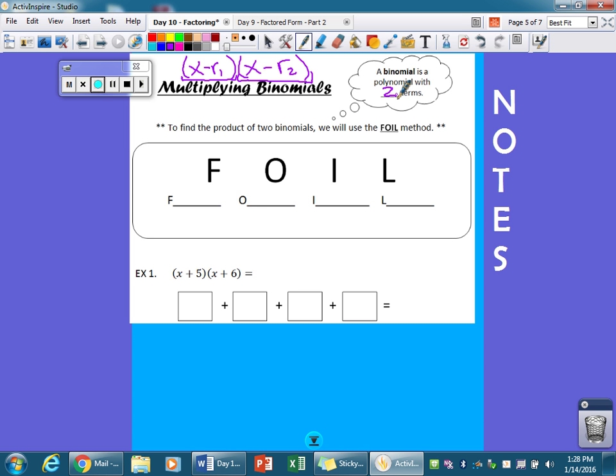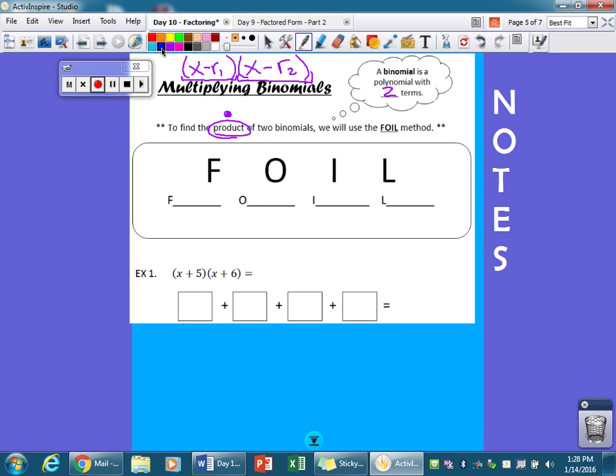Okay? So what we want to do is find the product. Now when you think about product, remember we are multiplying. So we're multiplying two of these binomials and we're using the FOIL method to do it. The FOIL method is just a way for you to remember what the steps are to get it right each time. So first, FOIL. It stands for something. F stands for something, O, I, and L.